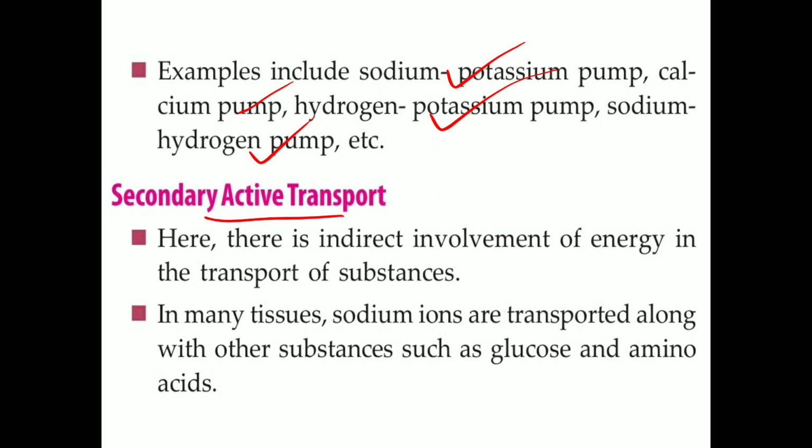And in secondary active transport, energy is required, but the involvement of energy is indirect. So energy is indirectly utilized in the transport of substances. In many tissues, sodium ions are transported along with other substances. So one substance is being transported along with another substance, for example, glucose, amino acids, etc.